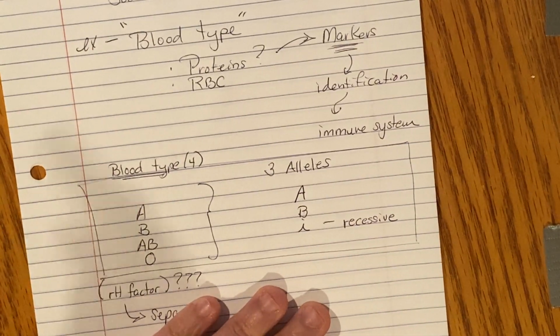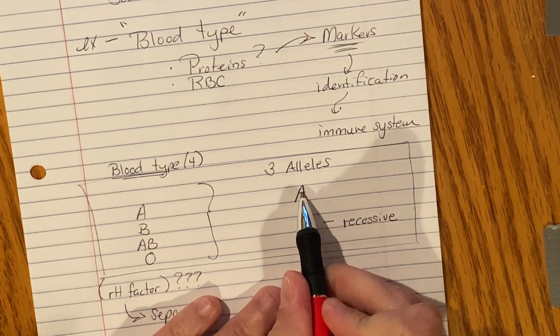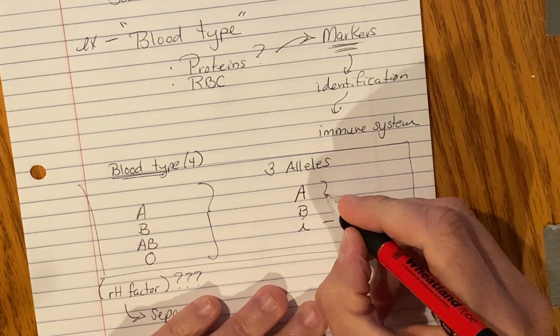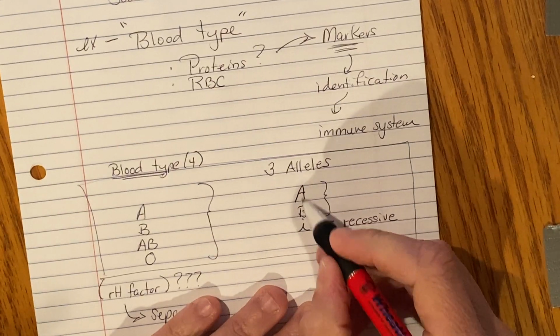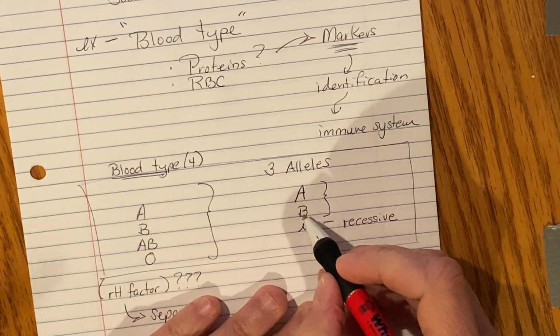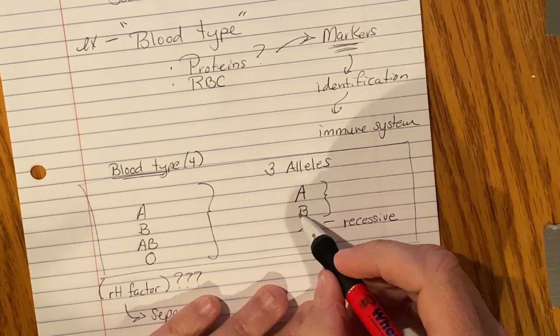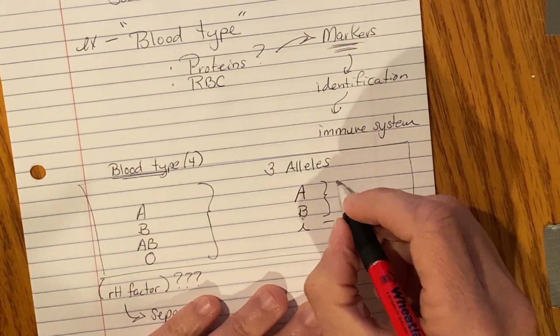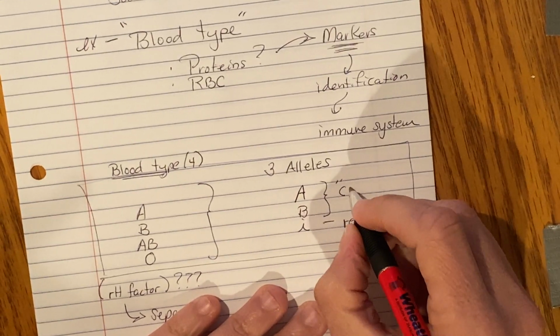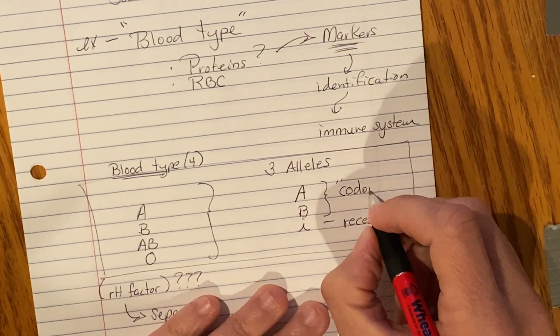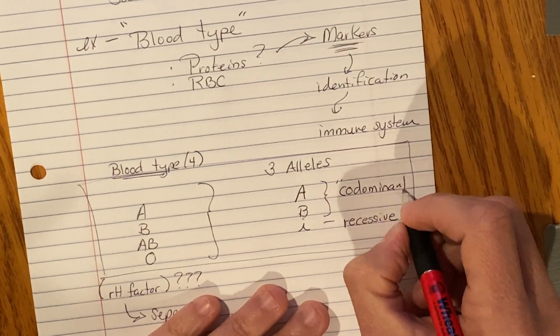It's recessive. But wait a second. We got capital A, capital B. What does that mean about those two genes or those two alleles? They are dominant. Both of them are dominant. Oh, look at this. These two alleles are codominant. That's going to be really important.